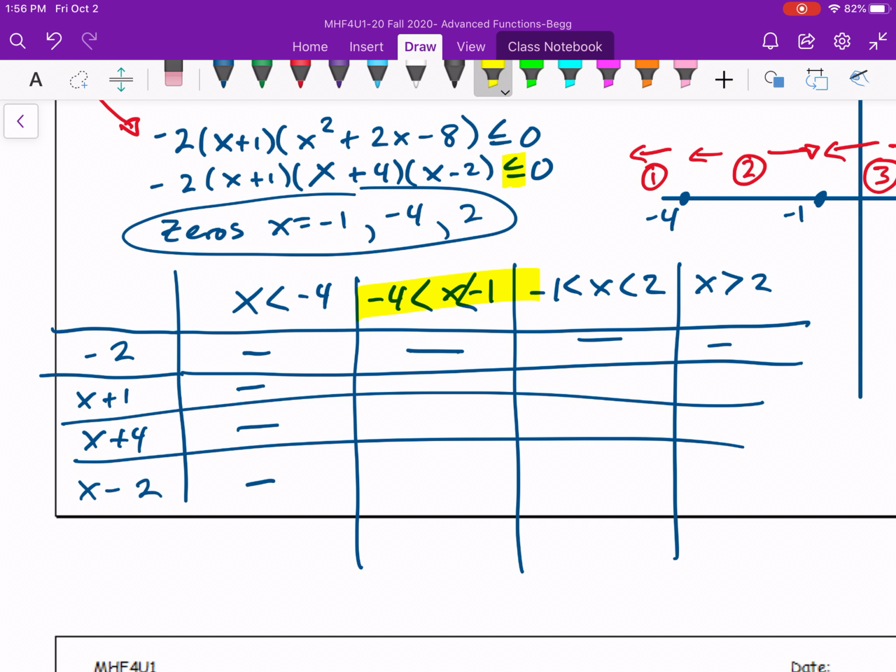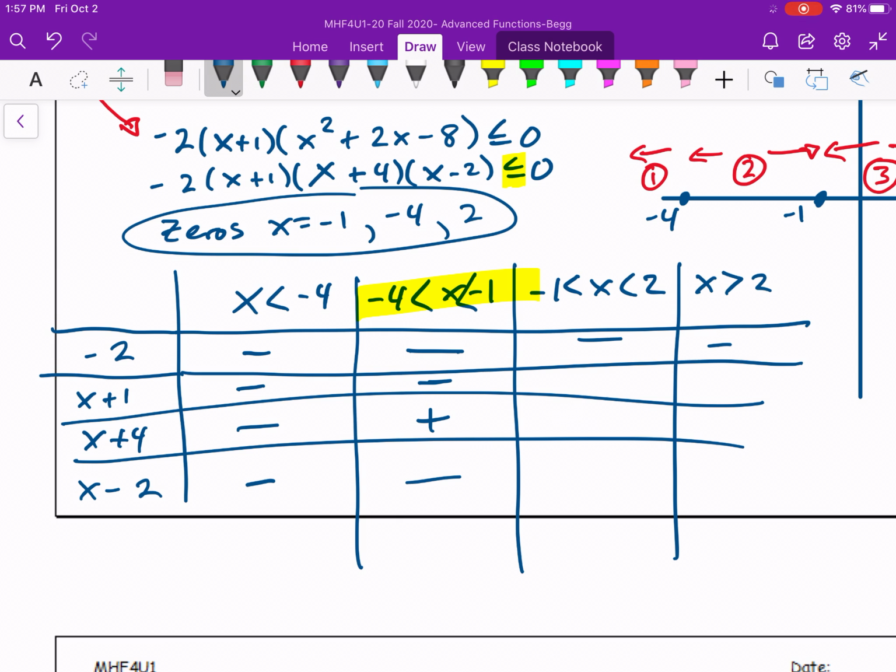So let's say we go with -2 here. All right, so -2 plus 1 is going to be -1. It's going to be negative overall. -2 plus 4 is going to be positive 2. So down to this row, -2 plus 4 is positive 2. So this is the first time we've seen a positive outcome, but there's going to be lots more. -2 minus 2 is going to be negative once again, and then we carry on.